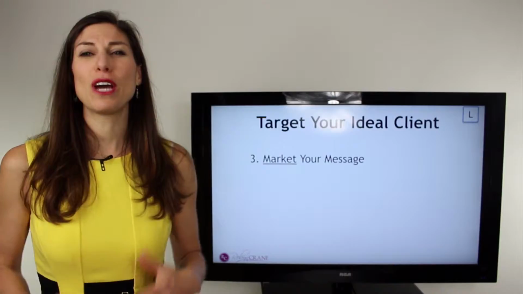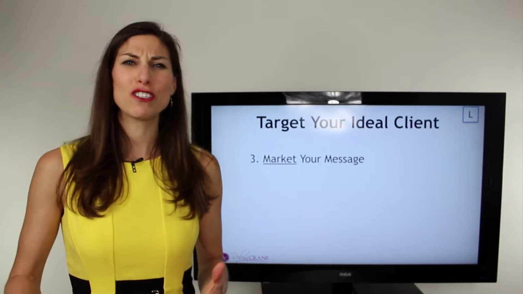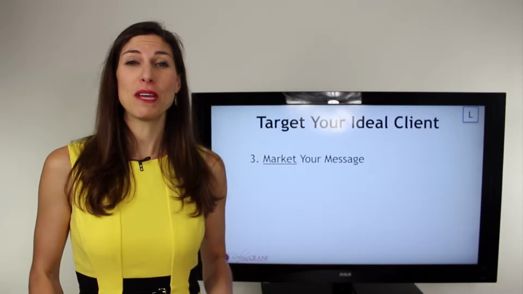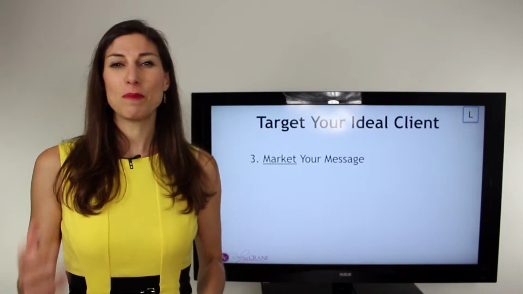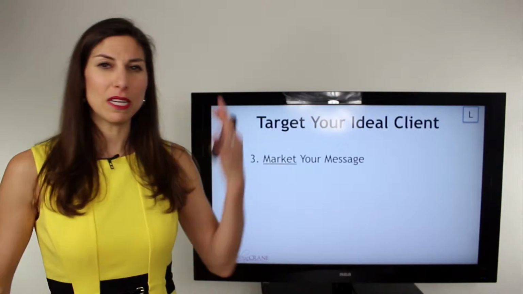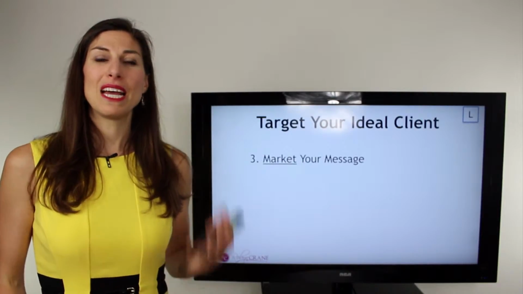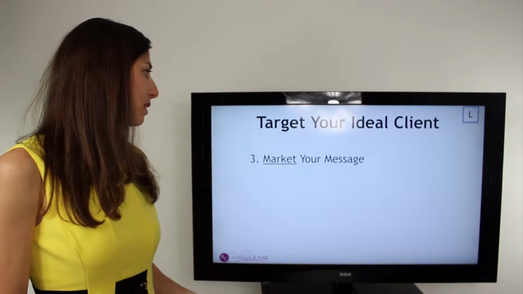So the last thing is you've got to market that message. So once you understand their problems, their concerns, their challenges, really the deep stuff, then you've got to make sure that's in your copy. You've got to make sure that's what's coming out of your mouth. If you go to a networking event, if you're doing a speaking engagement, whatever it is, you've got to be talking about problems and solutions. Here's what wasn't working for them, and here are the results that I was able to give them. And that's extremely, extremely important.